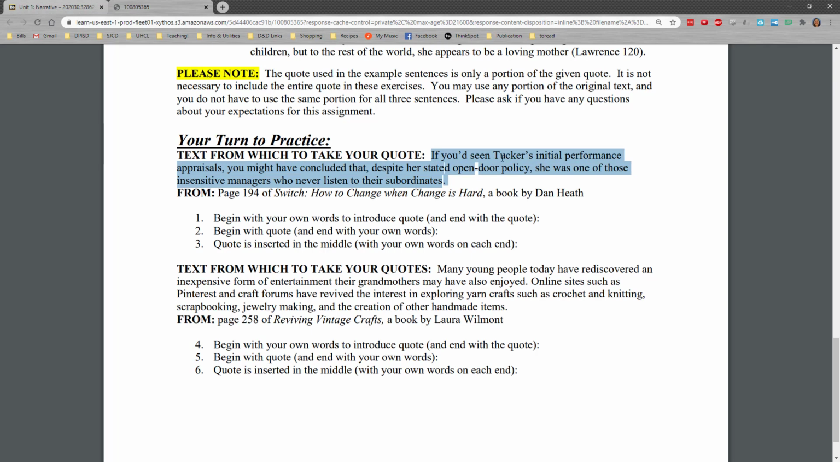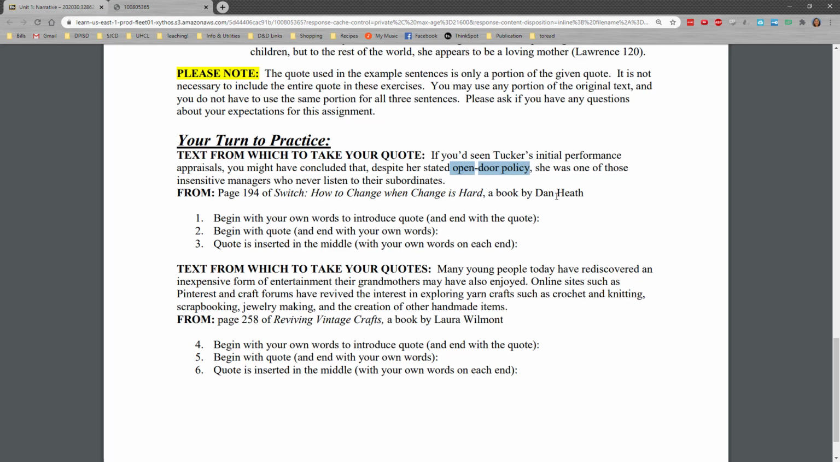Your paper that you are hypothetically writing could be about Tucker's performance appraisals. It could be about management styles. It could be about open door policies. And by the way, the words open door policy are not quotable by themselves. That is not a quote. Open door policy is a standard phrase that is used all over the world all the time. Please do not turn that in as your piece that is quoted.